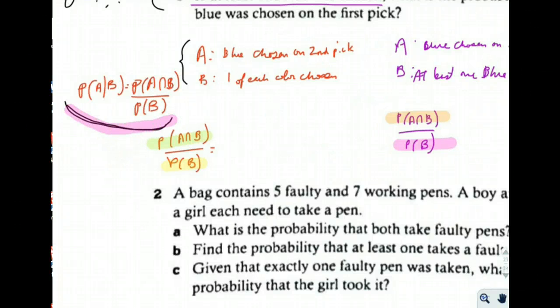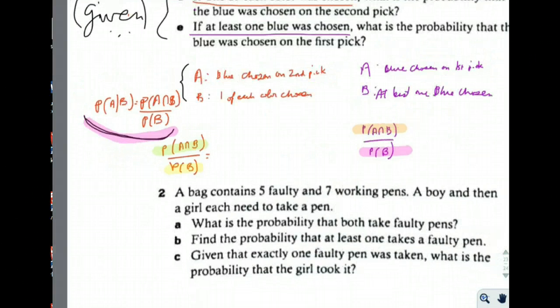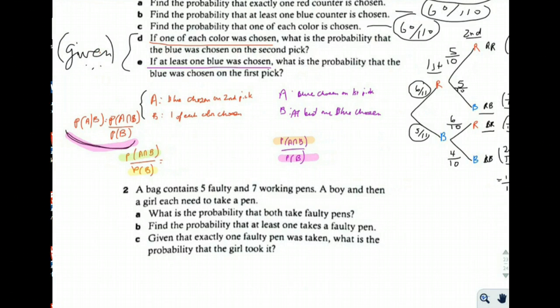The probability that A happens, given that B has already happened, is the probability that A and B happen divided by the probability that B happens. Okay, so for part D, the B event is one of each color is chosen. The A event is blue is chosen on the second pick. So we want to figure out the probability that A happens given that B has already happened.